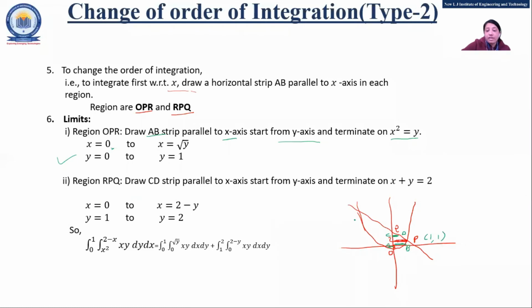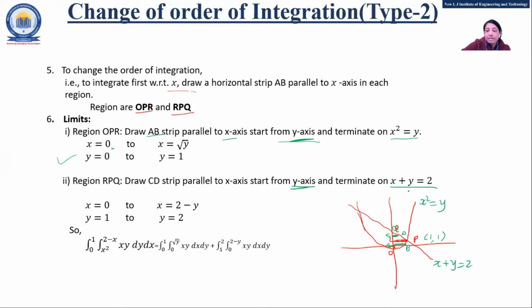Same way you can find out in RPQ. This is my Q point, right? R, P and Q. Draw the CD strip. Same way, see, the CD starts from the y-axis. Same here also, but it will end on which line? x plus y equal to 2. And the above region ends on what? x square equal to y.